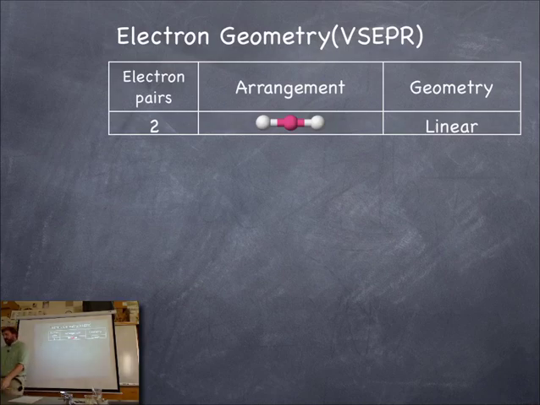Now, what if I have three things? If I have three things that I want to arrange around my central atom.